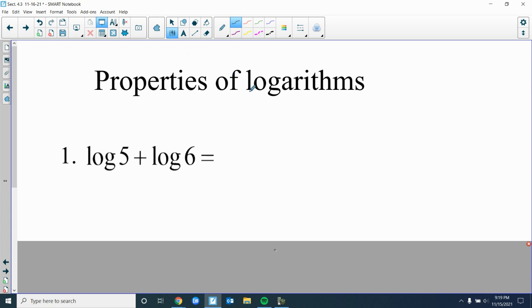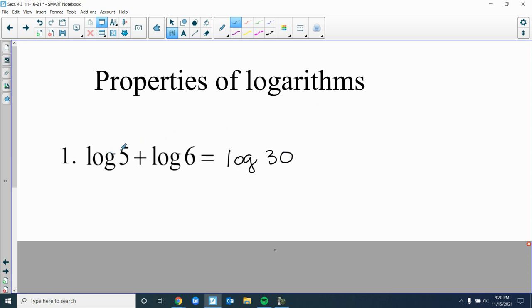All right, you should have some guided notes that were passed out to you. This first part is not on the guided notes. I'm actually just going to go through the rules and how they're applied, and then we're going to build them up and put them in some more complex situations. So log of 5 plus log of 6 can be written as a single log, and that single log is log of 30.